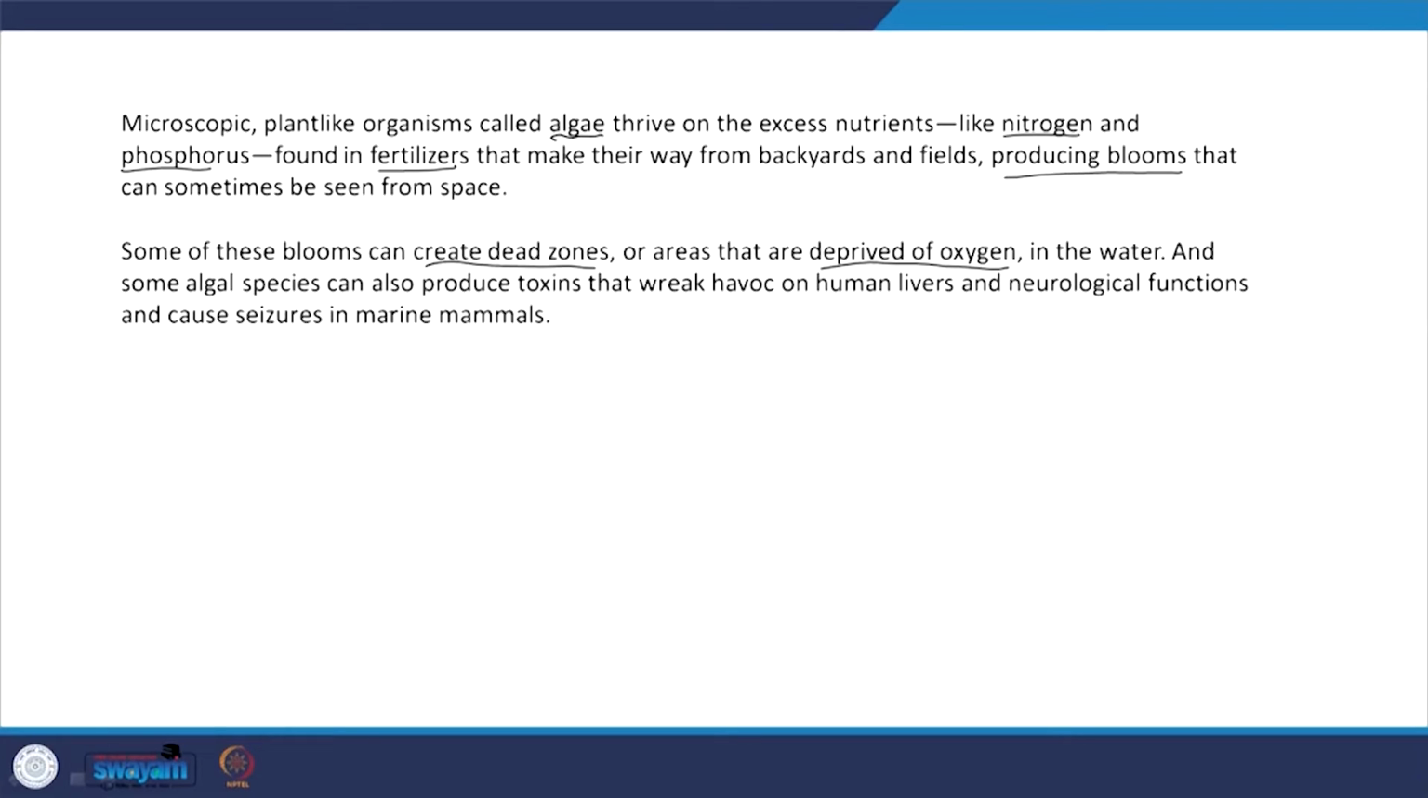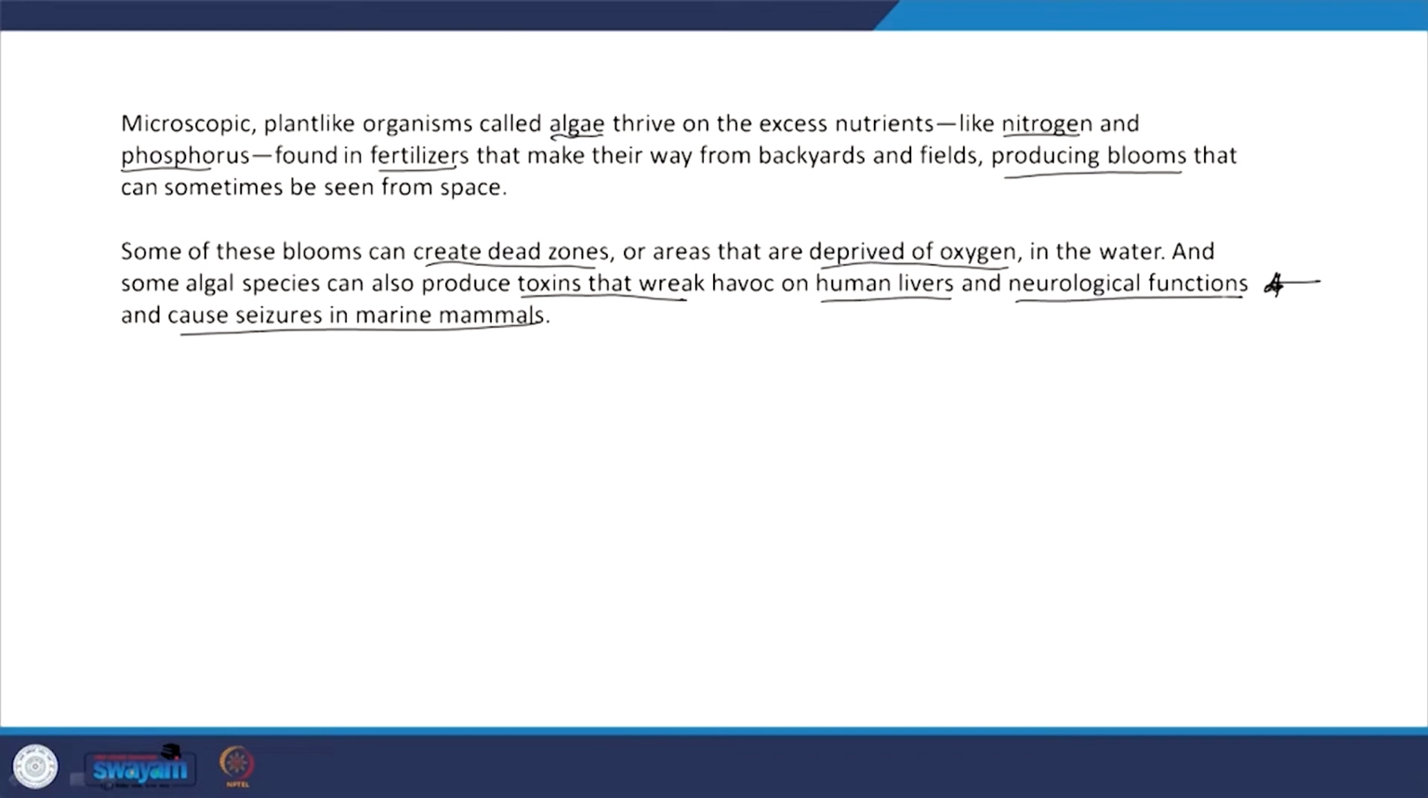Some algal species, as I was just about to mention earlier, can produce toxins that can wreak havoc on human livers and neurological functions and can cause seizures in marine mammals. So, typically again we have issues not with just the aquatic ecosystem. When I say just, it is because I am selfish, primarily selfish, but a concerned citizen, I guess, right. Humans also can experience considerable adverse impacts.